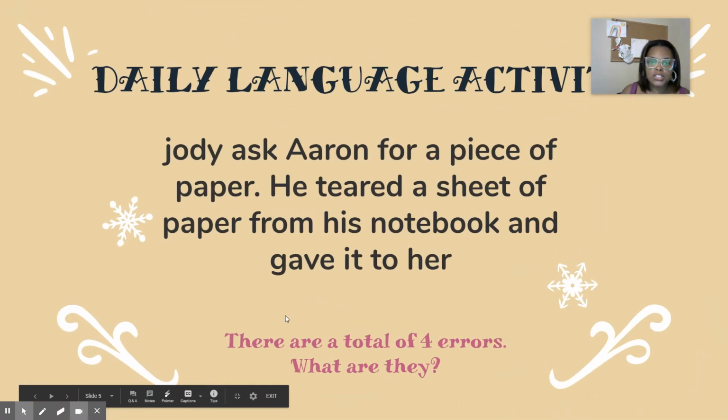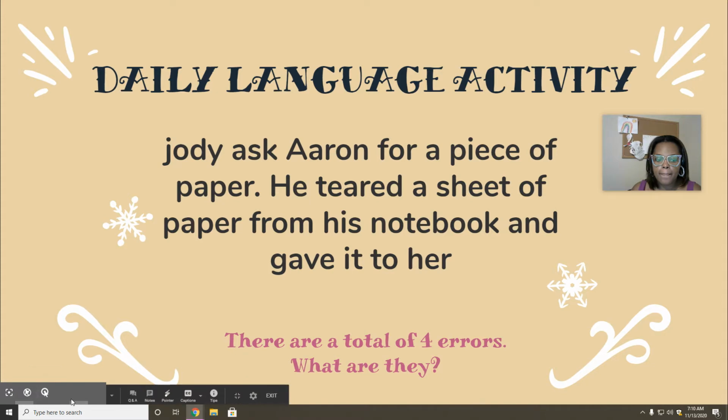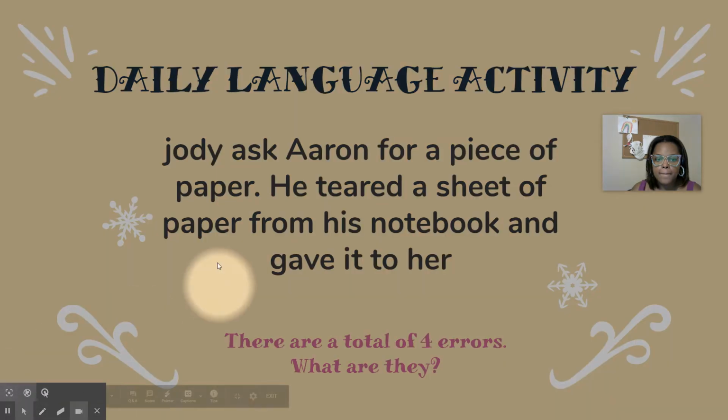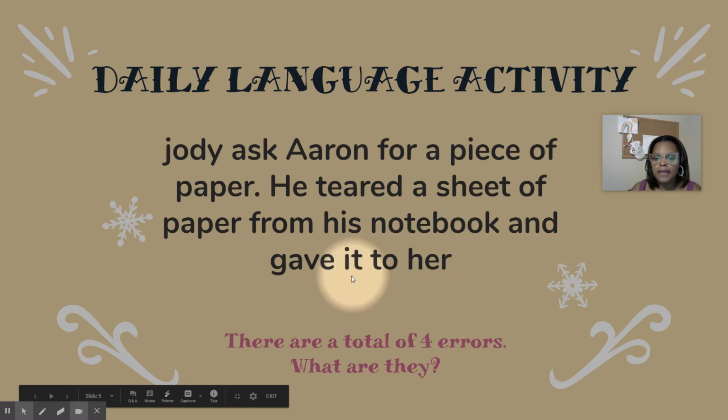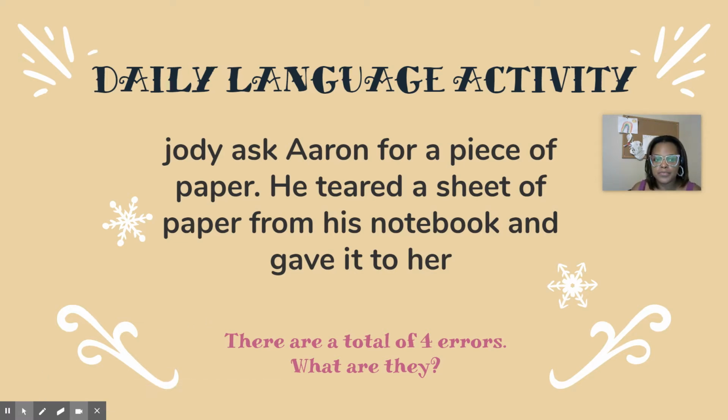But before we get into it, let's do our daily language activity. There are 4 errors in this sentence. Let's see if you can tell what they are. Jody has asked Aaron for a piece of paper. He teared a sheet of paper from his notebook and gave it to her. What's missing or what is incorrect? There are 4 errors. What are they?